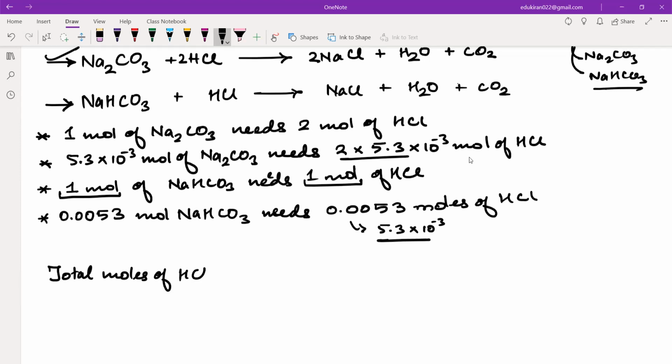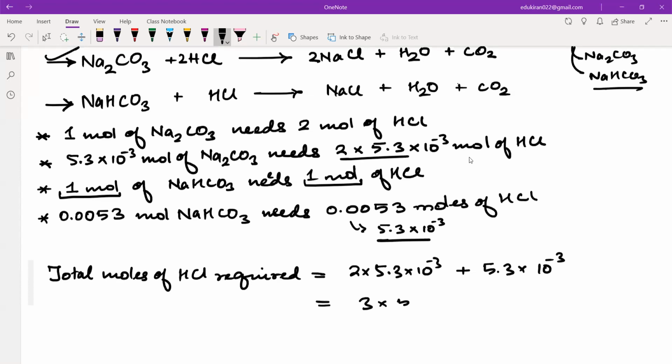total moles of HCl required. This will be equal to how much? This will be equal to, I can write this as 2 into 5.3 into 10 to the power minus 3 plus 5.3 into 10 to the power minus 3. So I think you can see that I can write this as, sorry, not 2, rather I can write it as 3 into 5.3 into 10 to the power minus 3.